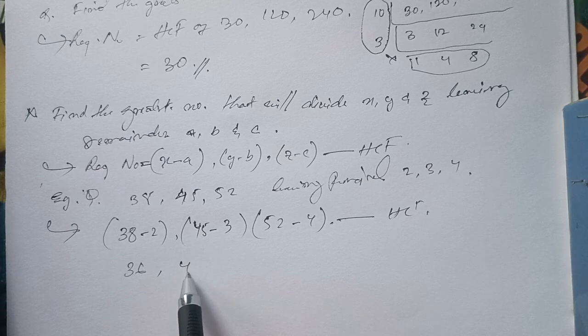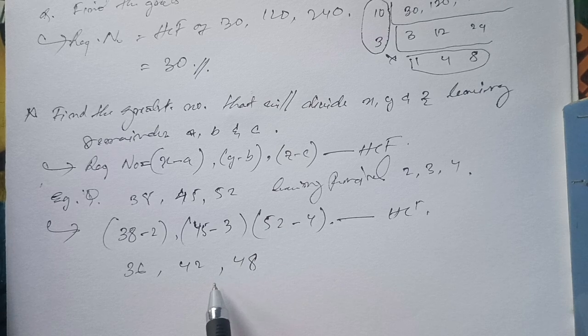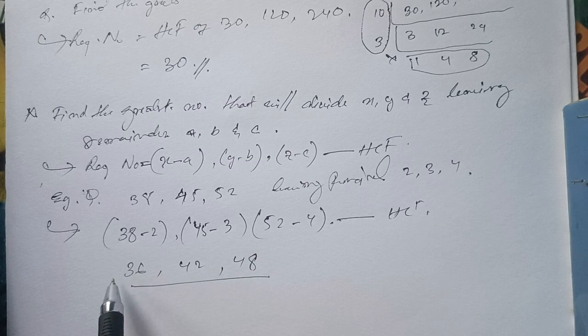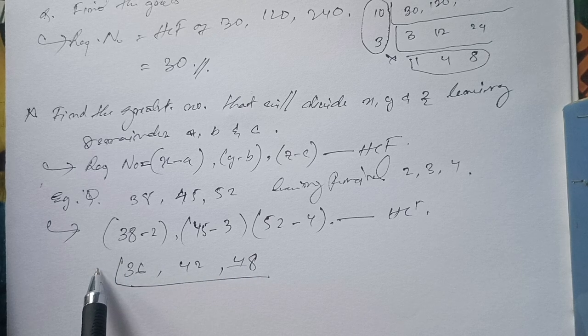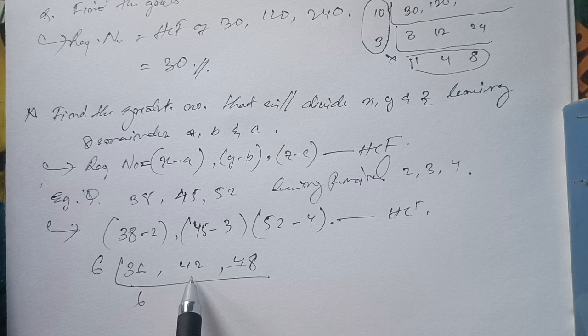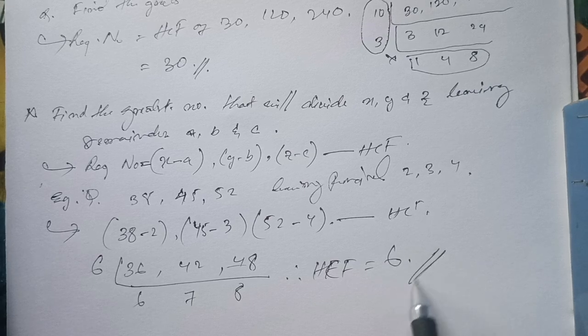36, 42, 48. The HCF of 36, 42, and 48 is 6. 6 times 6 is 36, 6 times 7 is 42, 6 times 8 is 48. Therefore the required number, the HCF, is 6.